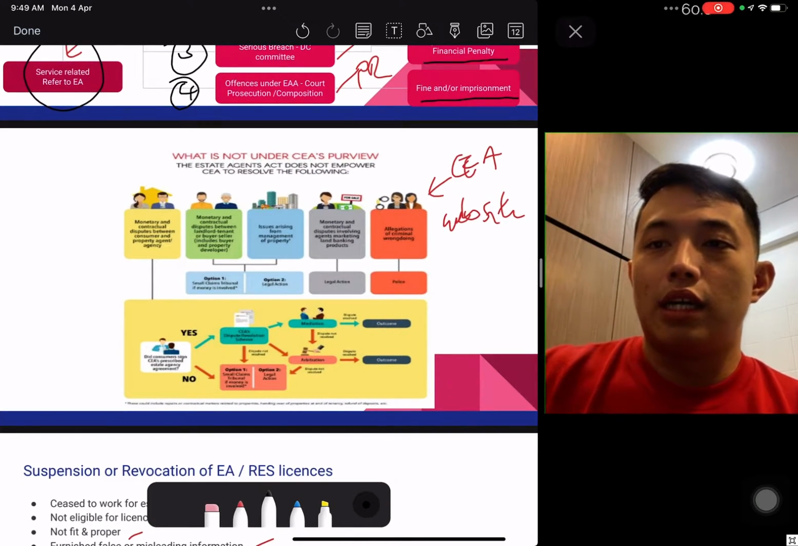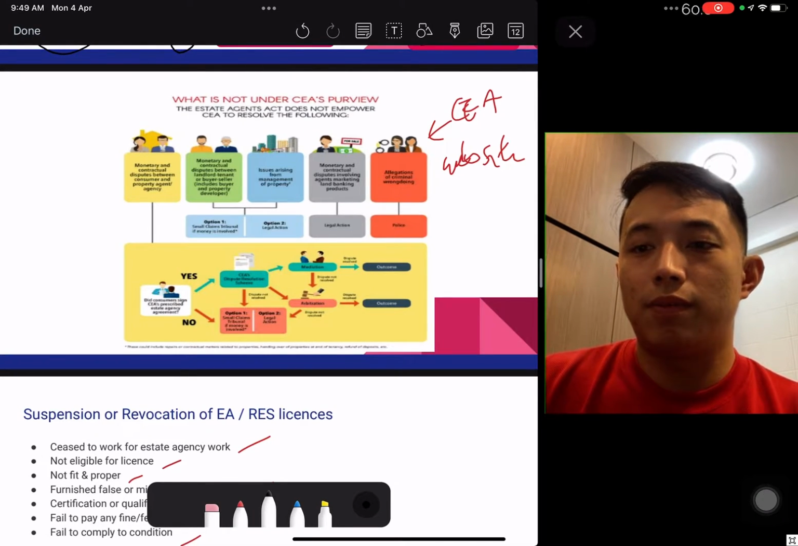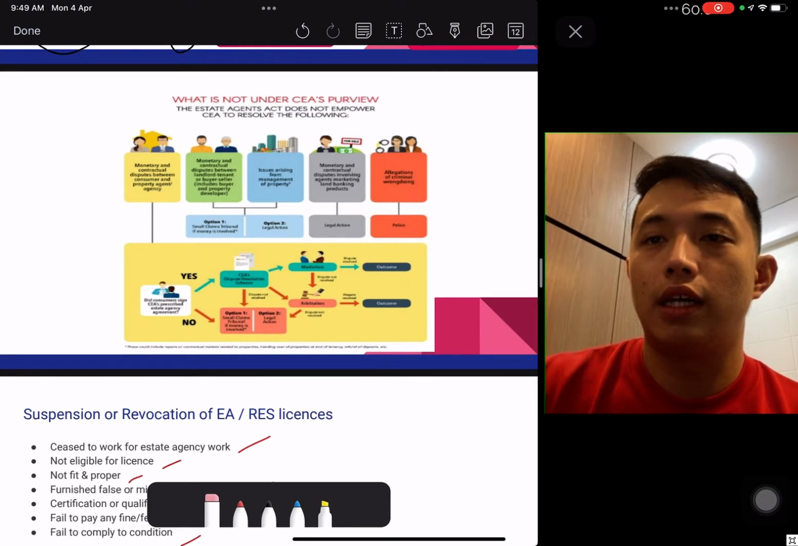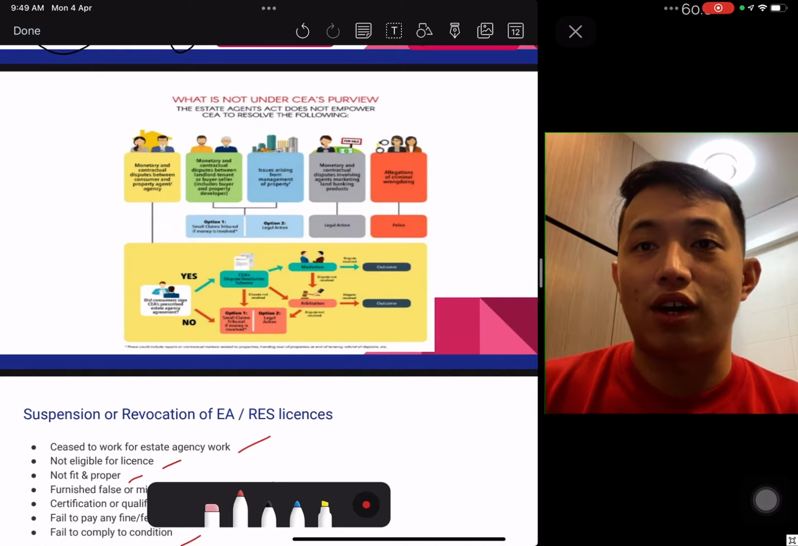So guys, I think some of you have seen this chart on whether they are good or not. Okay guys, I will read this first. So what is not under the CA purview? Take note, services are not under the CA purview.